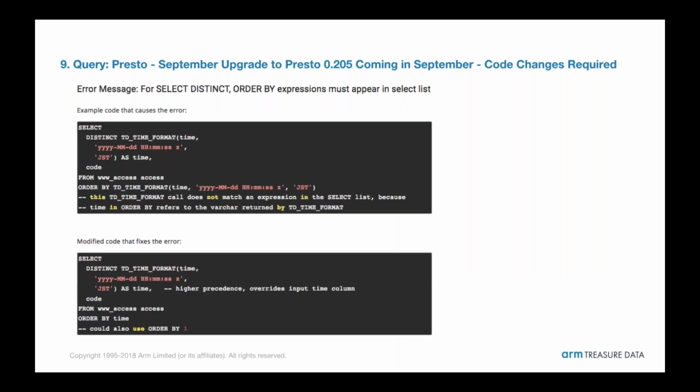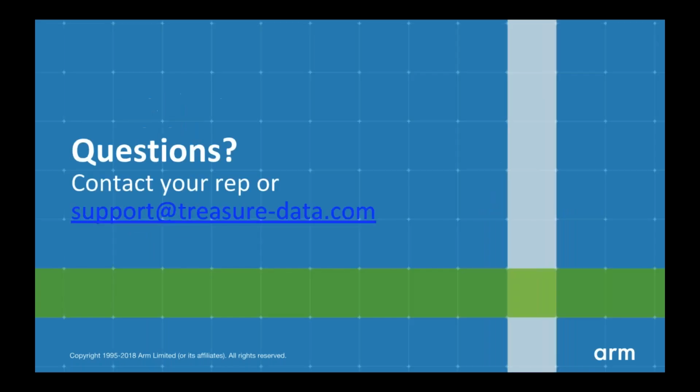And last but not least, Treasure Data will be upgrading to Presto 0.205 this month, and this will require some code changes because there are some constructs that were previously legal but will cause syntax errors after the update. If your account is affected, customer success or support will be reaching out with more guidance as well as information on timelines for the update. And yeah, that's all for me. If you have any questions, please reach out to support or your TD rep, and don't forget to download and read the release notes.